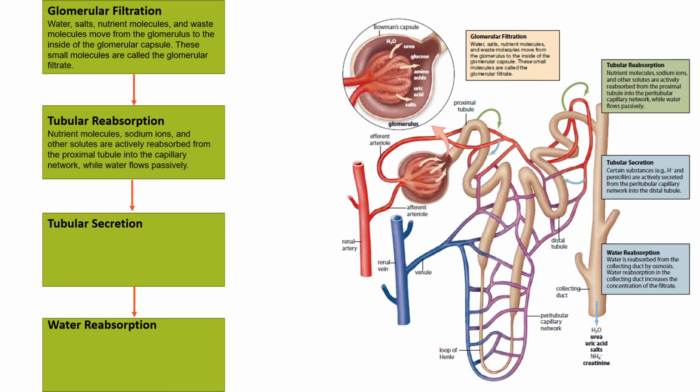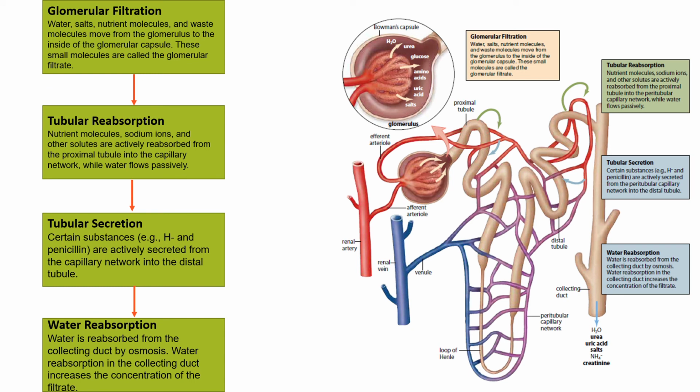The second process is tubular reabsorption, which is when the nutrient molecules, sodium ions, and other solutes are actively reabsorbed from the proximal tubule into the capillary network, while water flows passively. The third process is tubular secretion, which is when certain substances, such as hydrogen ions or penicillin, are actively secreted from the capillary networks into the distal tubule. And the last one is water reabsorption. Water is reabsorbed from the collecting duct by osmosis, and it increases the concentration of the filtrate.